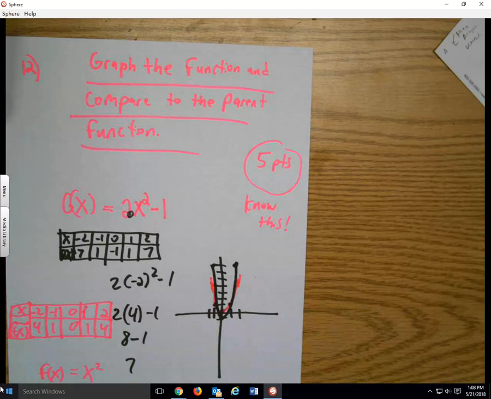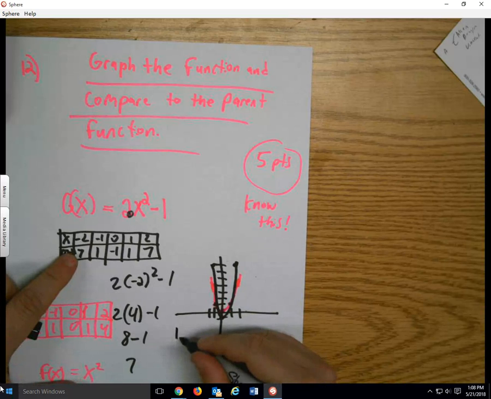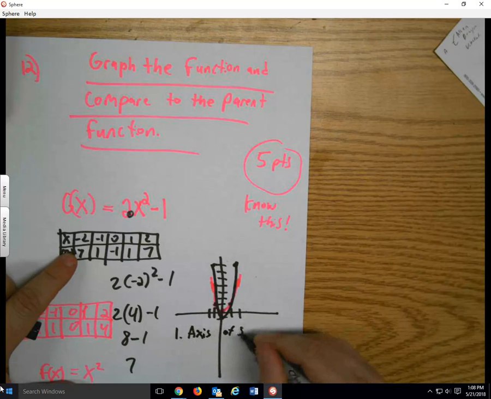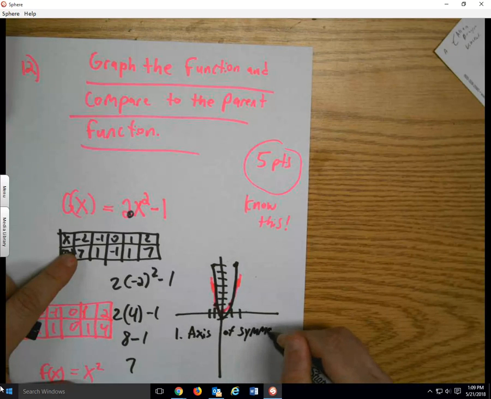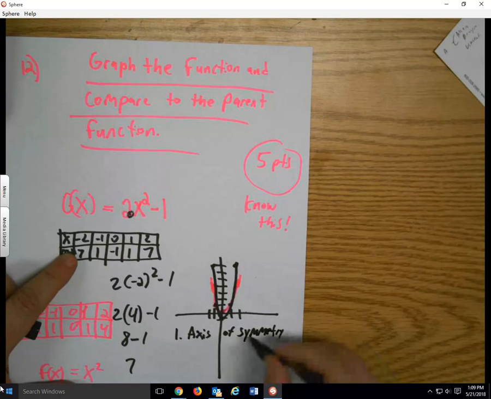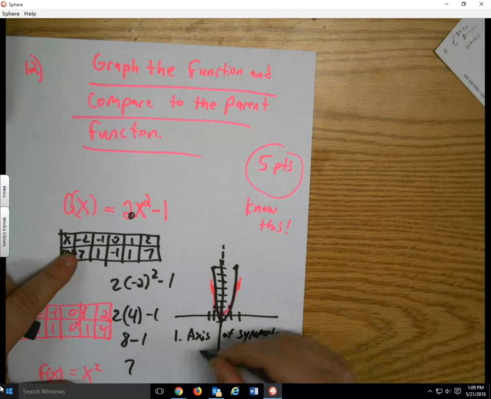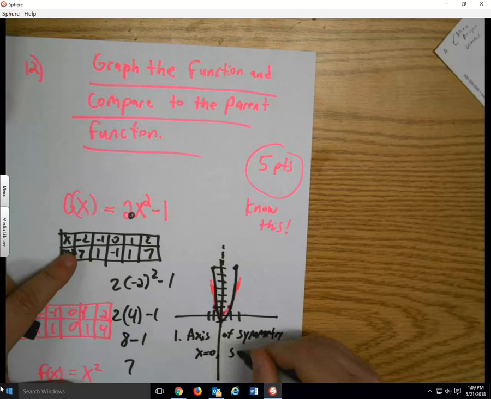So, how would we describe the graph? When we compare it, there's 4 descriptions that we need to do. Okay. And I understand this takes a little bit of time to do. The 4 descriptions. 1, the axis of symmetry. Well, if you were to divide one of them in half, you divide the other in half. So they're both at x equals 0. They're the same.